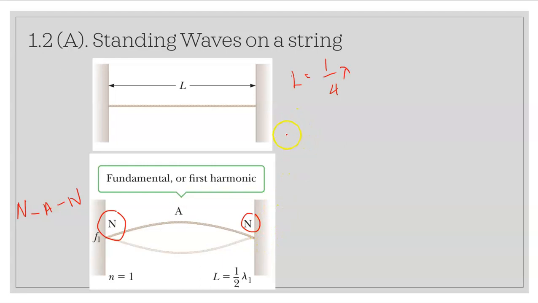So in this case, there are two segments, each going from node to antinode. That is node to antinode, and antinode to node. So the first fundamental consists of a node to an antinode, and an antinode to a node. So what happens? 1, 2. So let's calculate the wavelength.